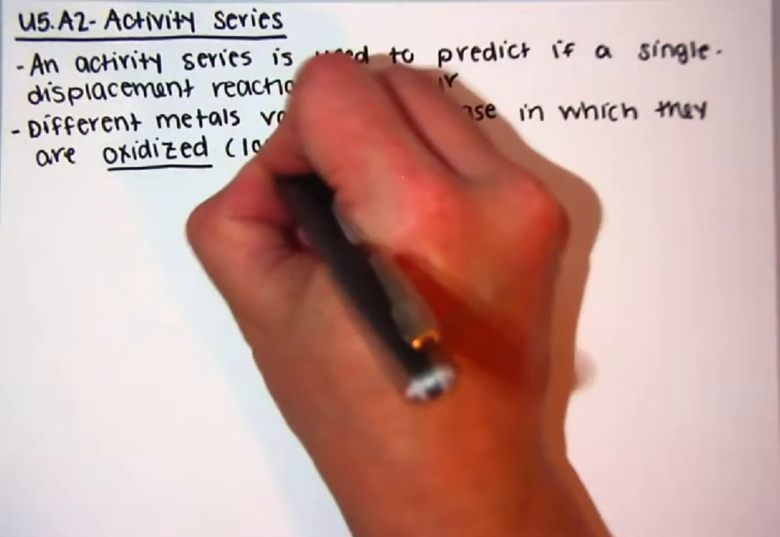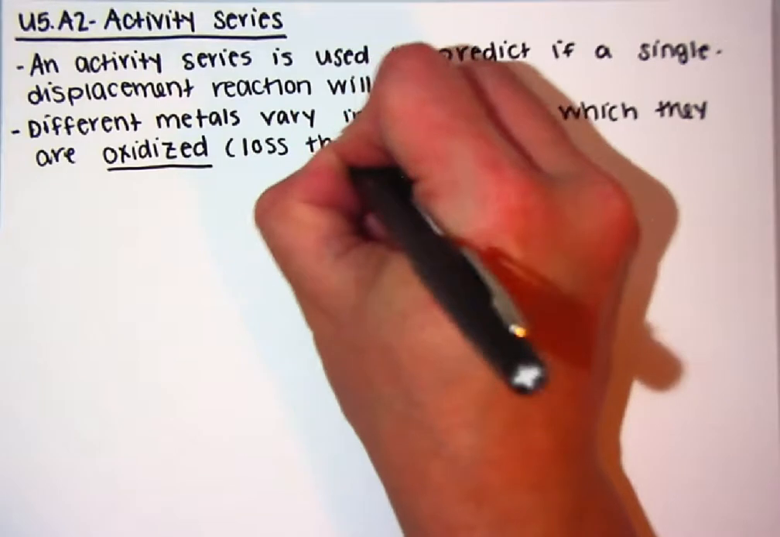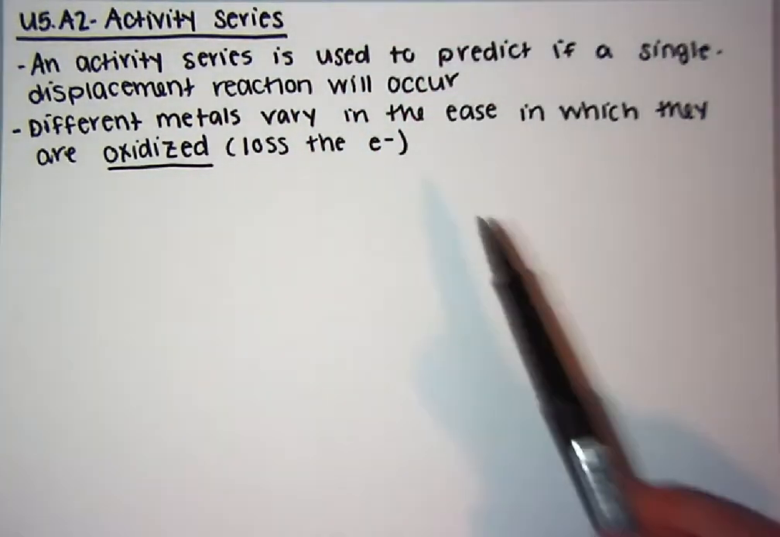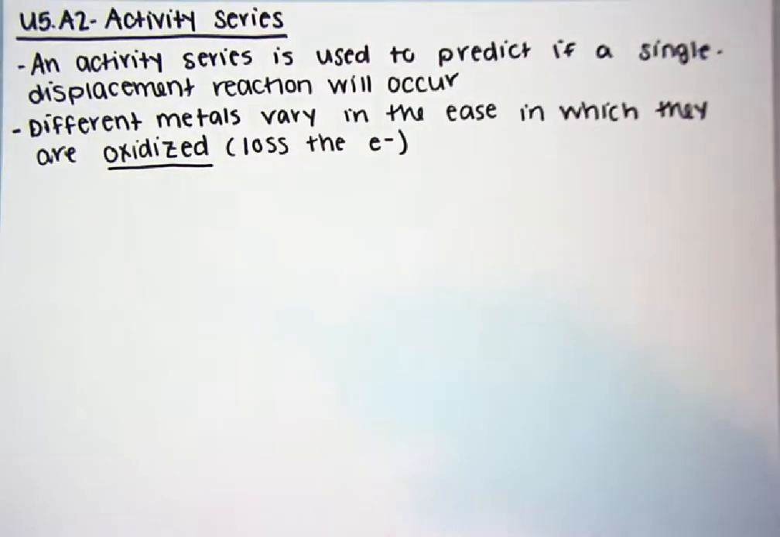Oxidation is the loss of electrons. So what that means is just different metals vary in the ease in which they lose electrons. Some metals, it's really easy for them to lose electrons. Others, it's much more difficult.